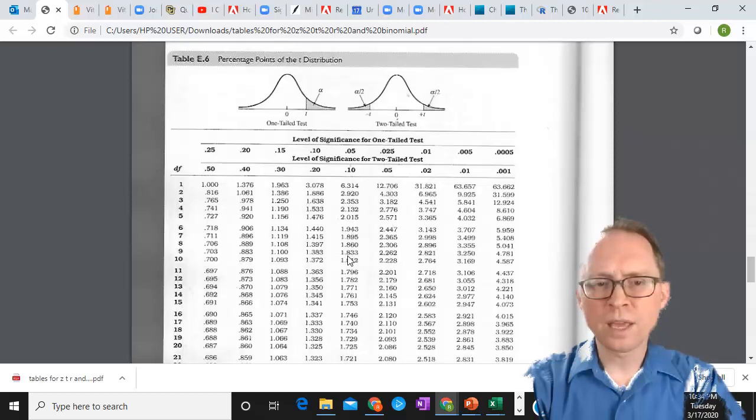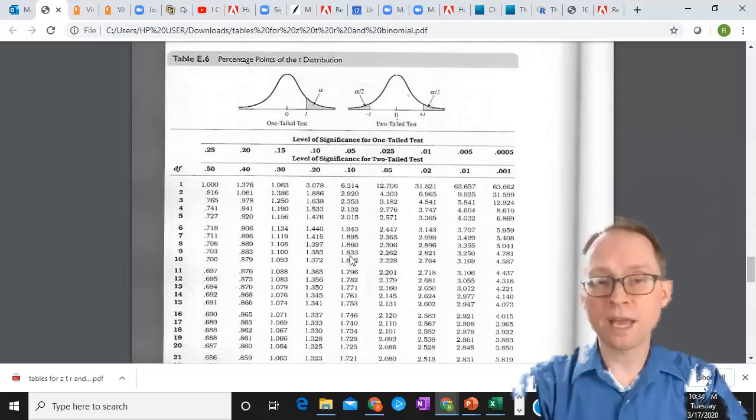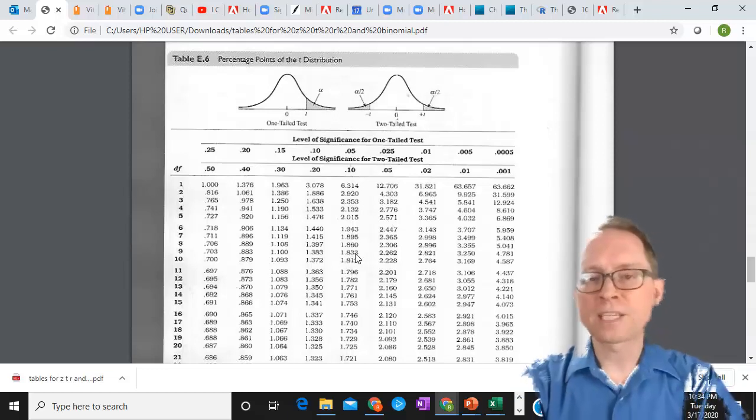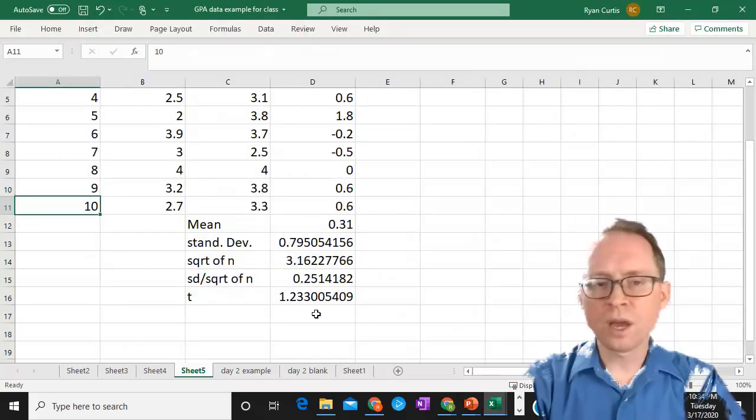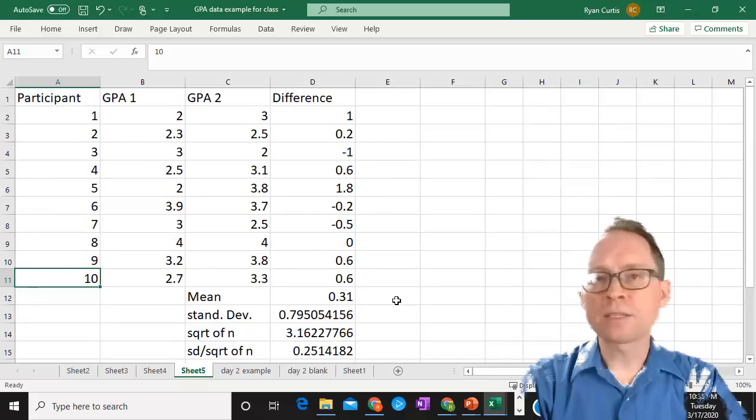We got a 1.833. That is going to be our critical value, 1.833. That means our calculated t has to be more extreme than 1.833. When we look at ours, we got a 1.23. So we have to fail to reject the null hypothesis. We fail to reject the null. Okay, good practice. Make sure that you feel like you understand how to calculate these and also how to find whether you would reject or fail to reject the null hypothesis for any one of these.